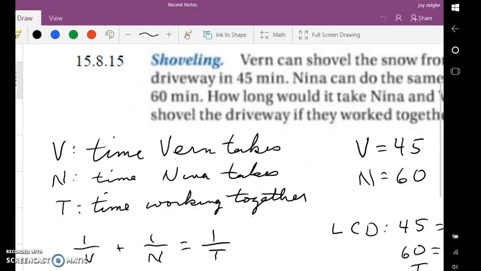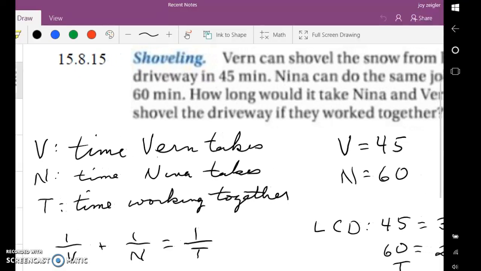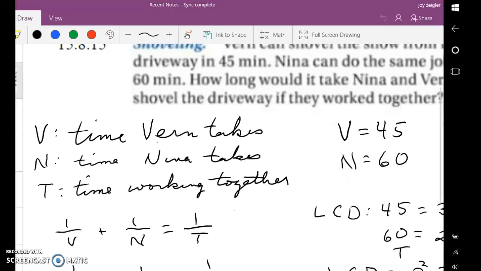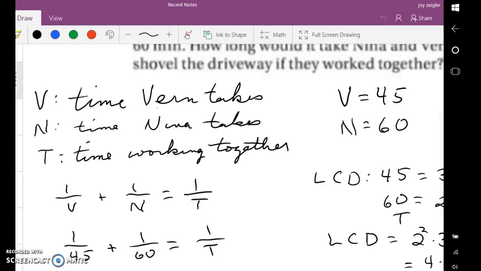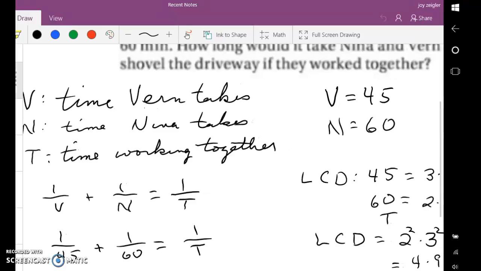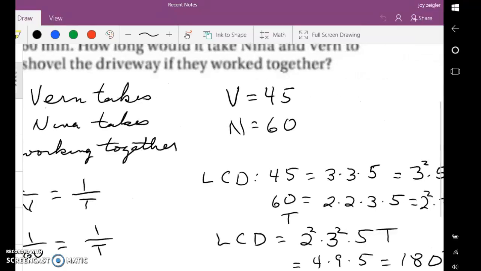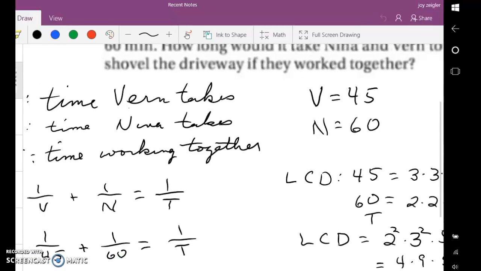We have a formula you need to memorize. 1 over Vern's time plus 1 over Nina's time equals 1 over the time that they work together. So plugging in numbers, we get 1 over 45 plus 1 over 60 equals 1 over T. That's a lot of fractions. We want to get rid of the fractions, so we need to find the least common denominator. So one of our denominators has 45 in it, one has 60, and one has T.